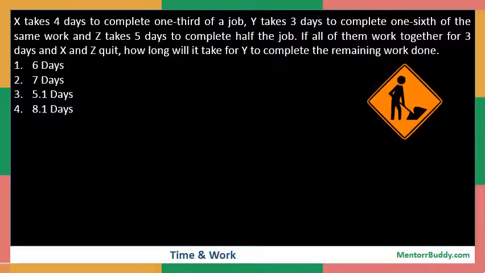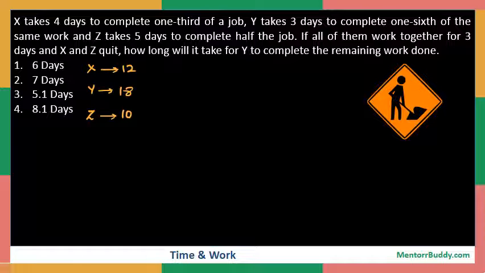The first thing given to us is X takes 4 days to complete one third of the job. So I can directly say that X will take 12 days to finish the work. Similarly, Y takes 3 days to complete one sixth of the same work, and hence Y will take 18 days to finish the complete work. And now Z takes 5 days to complete half of the job. Therefore, Z will take 10 days to complete the same work.